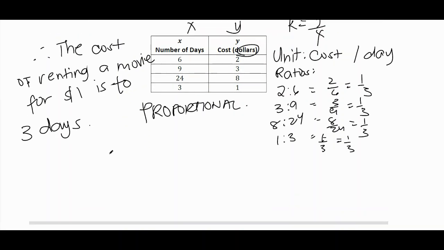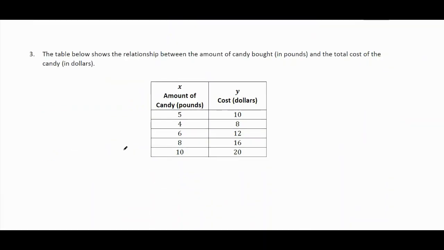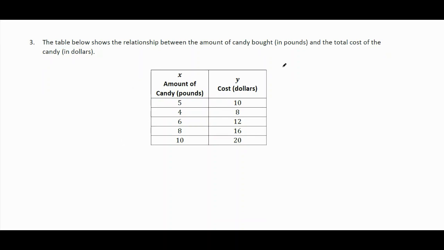So $1 is 2-3 days. That's pretty cheap. All right. Next one. Again, k is equal to y over x. So our unit, get very good at this way of thinking. Basically, it's going to be cost per pound or dollars per pound, whatever you want to say. So dollar per pound, or you can say per amount of candy, per weight, as long as it's related to what is given, that is fine.